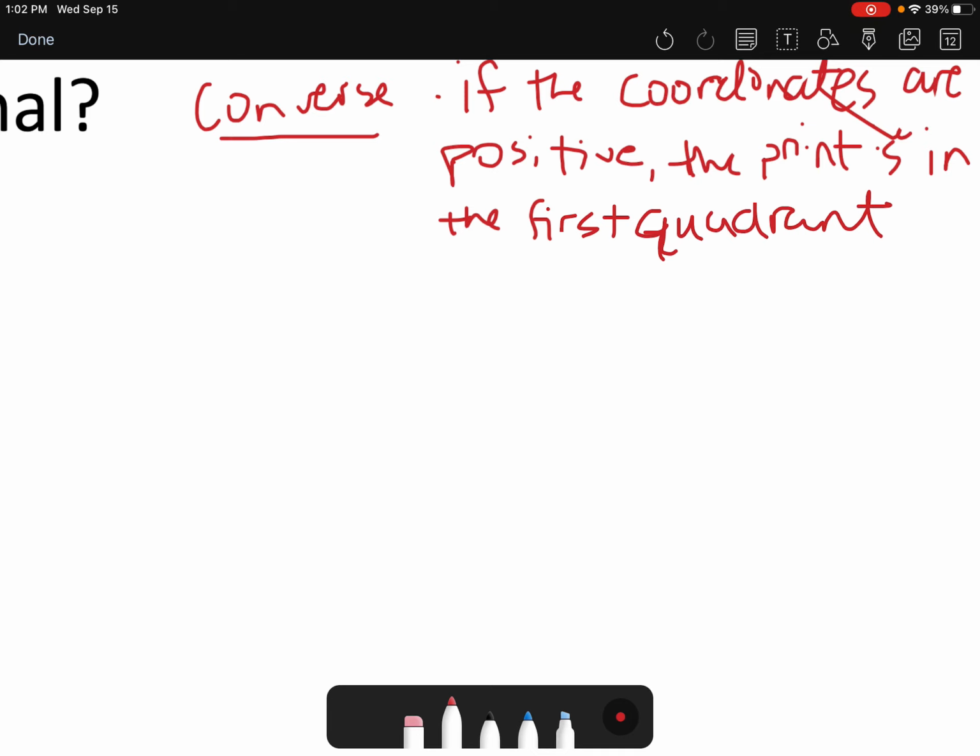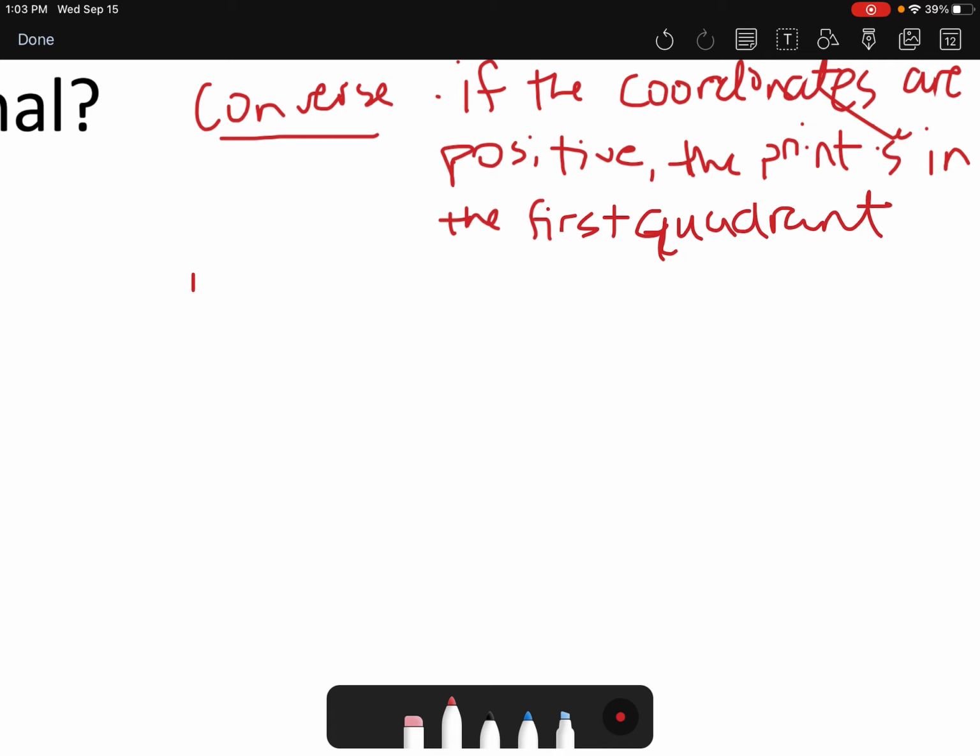The inverse is where you take that original statement and you just say the opposite of it. So you don't swap anything around. The stuff about the first quadrant is still going to be the first part of the statement, and the stuff about the coordinates being positive is still going to be the second part, except you're going to say the opposite of both of those things. The original statement said if the point is in the first quadrant, then the coordinates are positive.